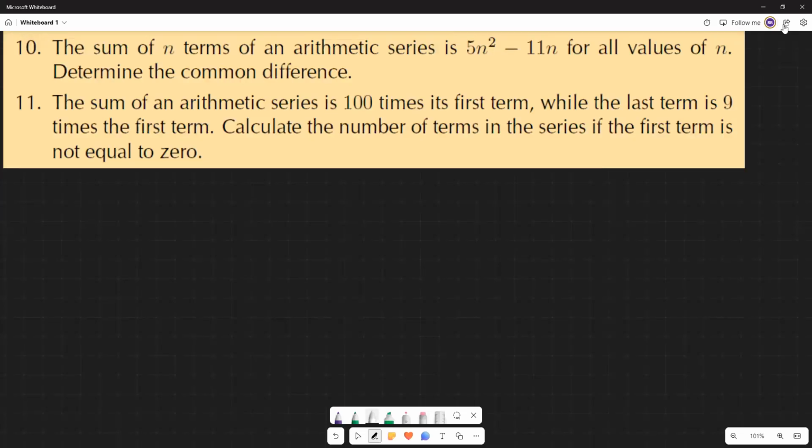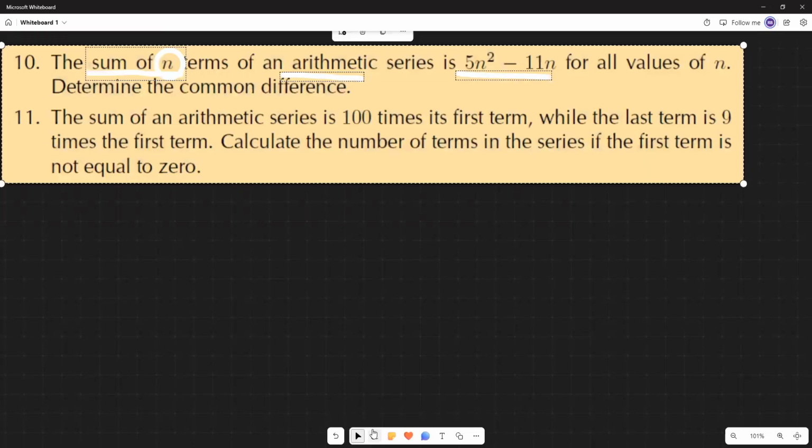In this video, we're going to be looking at the revision of arithmetic series. Perfect. So number 10, they say the sum of the n terms of... wait, let me get my pen, ladies and gents. So there's my pen. Okay, so we're given the sum of n terms of an arithmetic series.